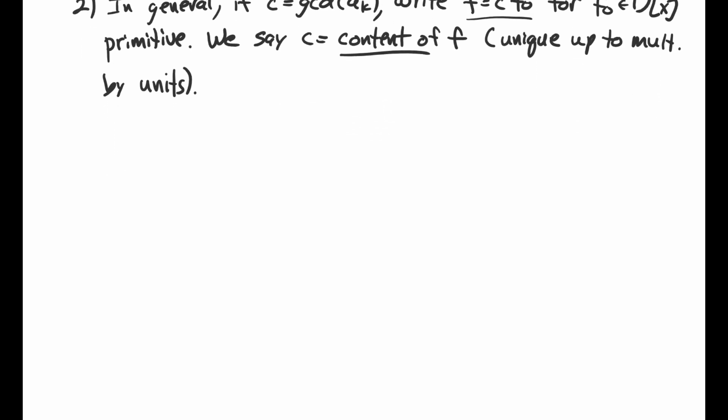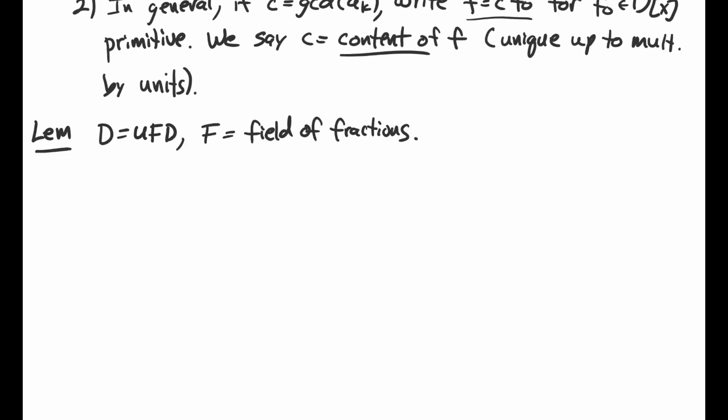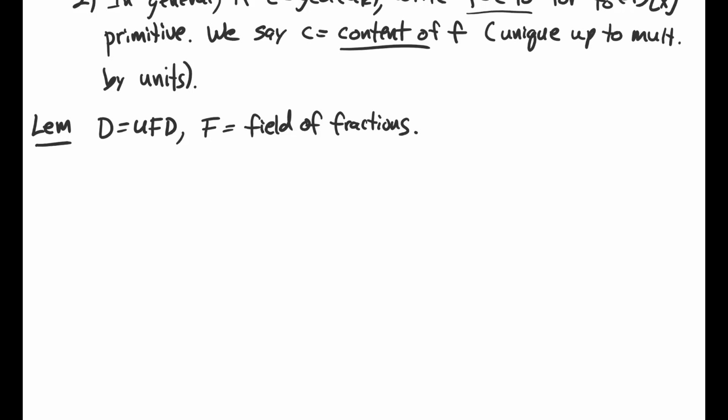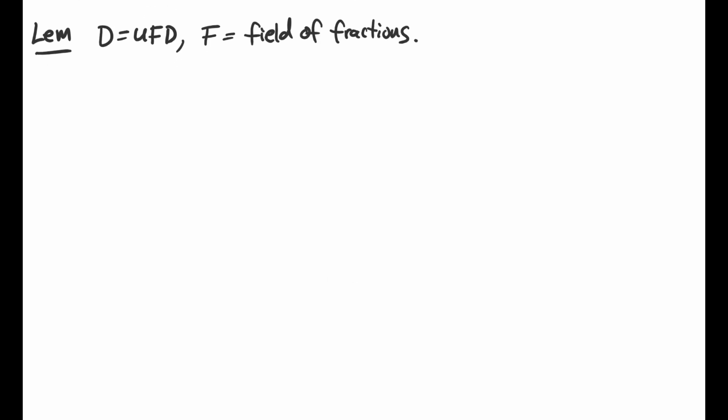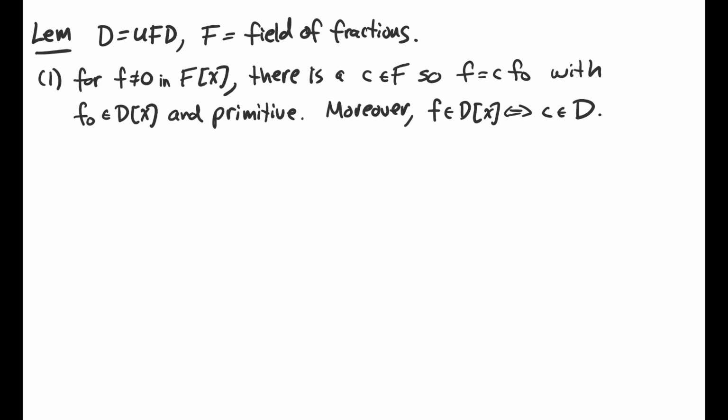All right, first lemma. Start with a unique factorization domain. Let's write F for its field of fractions. All right, part 1. For any non-zero function in F[x], field coefficients, you can find a constant in F, c, so that f is c times f naught, with f naught in D[x] and primitive. Moreover, the f actually started out in D[x] if and only if the c that you get this way is in D.